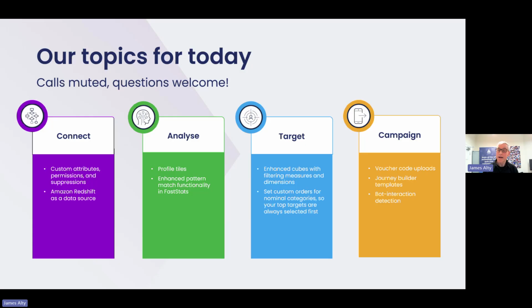In the targeting area, or analytics area, we've enhanced our cubes by allowing you to filter both the measures that are counting in a particular cell and the dimensions that do the rows and columns on the cube, so you can control what is displayed. And we've given you the ability to create custom ordering of otherwise nominal categories.